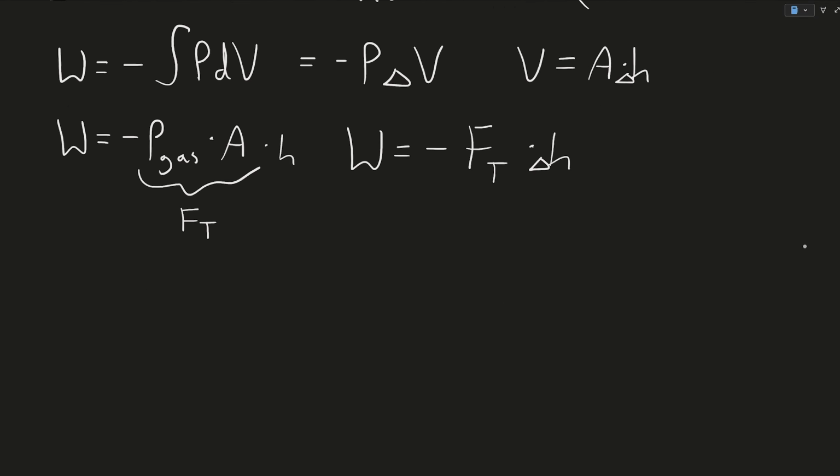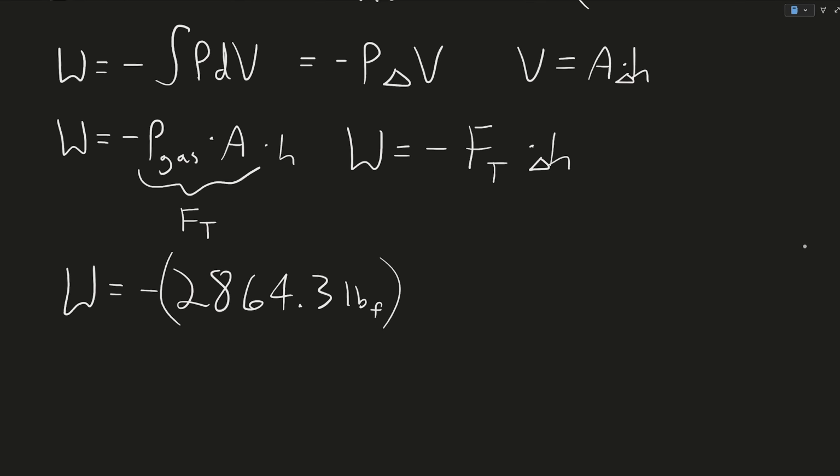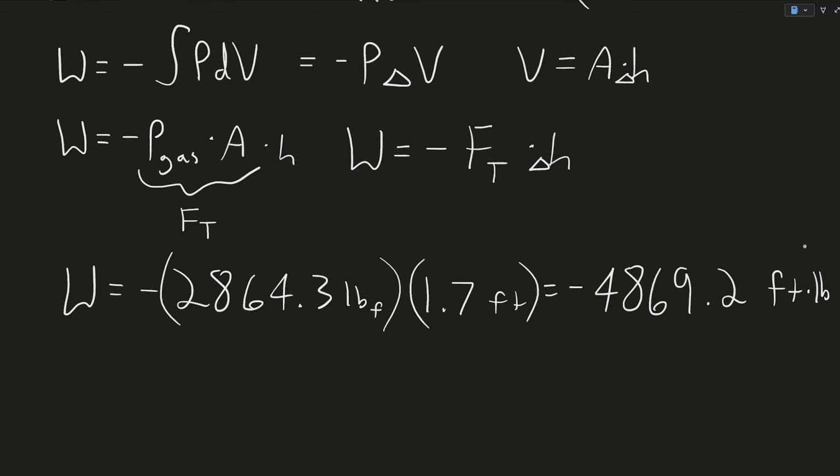Same over here. So calculating our work, we have a negative 2,864.3 pound force times our change in height, which is 1.7 feet. This comes out to negative 4,869.2 foot pound force. The negative sign indicates work done by the system. So the work done by the gas is actually the inverse of this. So our work by the gas is just 4,869.2 foot pound force.